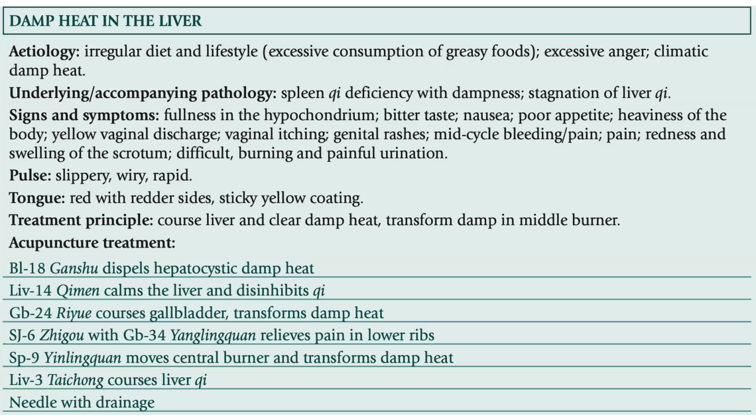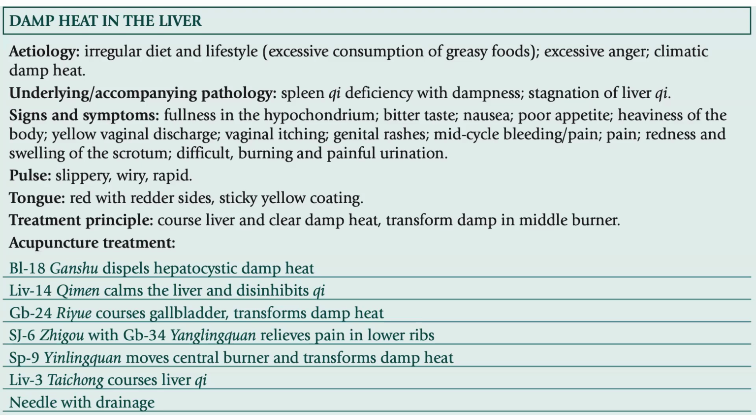To summarize, the etiology of damp heat in the liver includes irregular diet and lifestyle, excessive consumption of greasy foods, excessive anger, climatic damp heat. Underlying accompanying pathology: spleen qi deficiency with dampness, stagnation of liver qi.